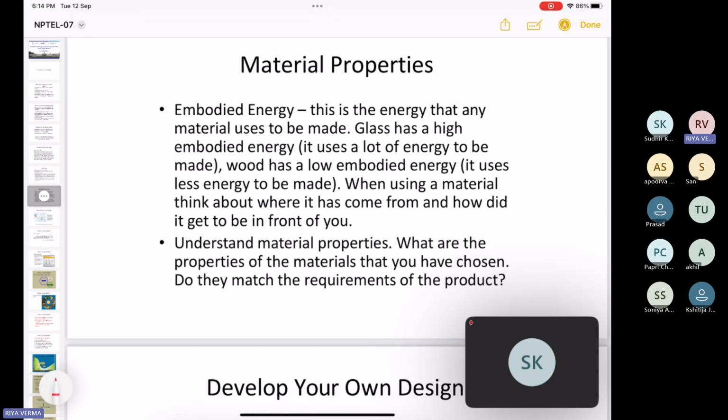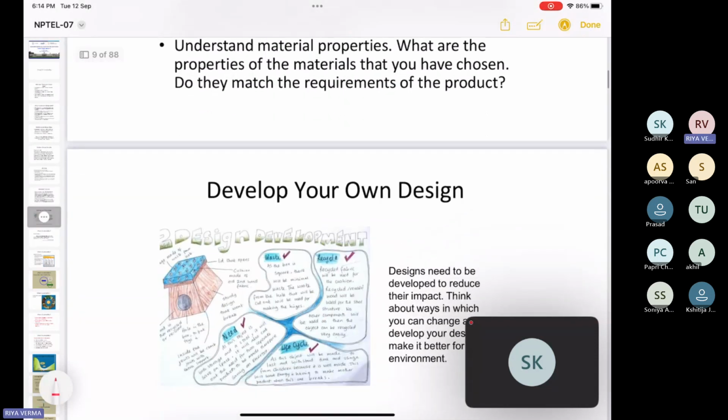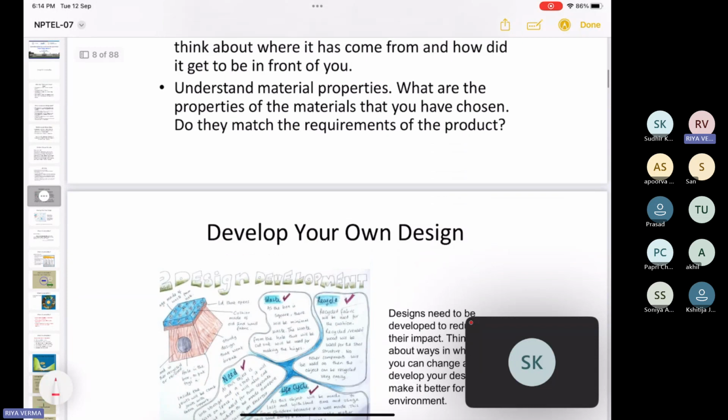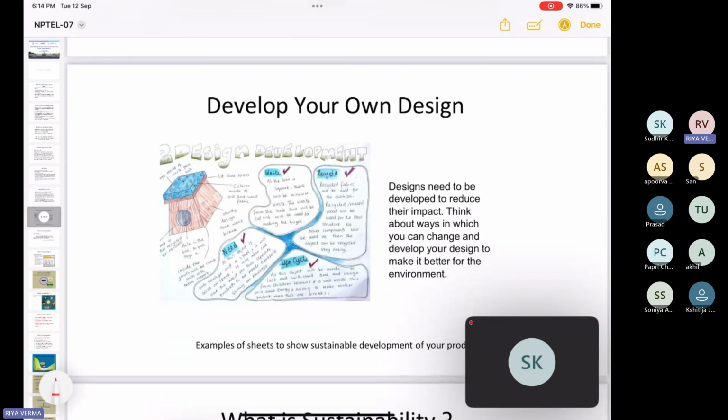So understanding the material properties: what are the properties of the materials that you have chosen, and do they match the requirements of the product? These are all the factors that we need to keep in mind while designing a product. Develop your own design. Designs need to be developed to reduce their impact, so we should think about the ways in which we can develop our design to make it better for the environment.